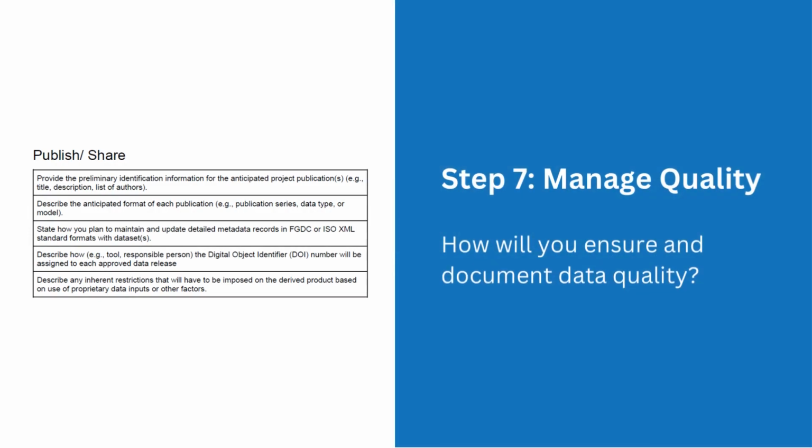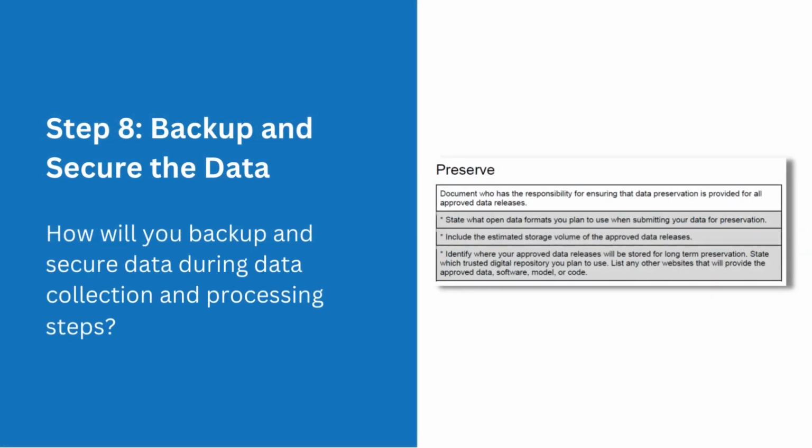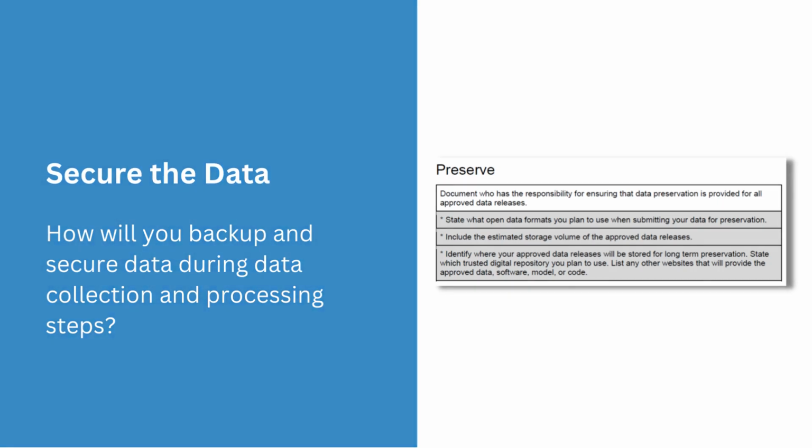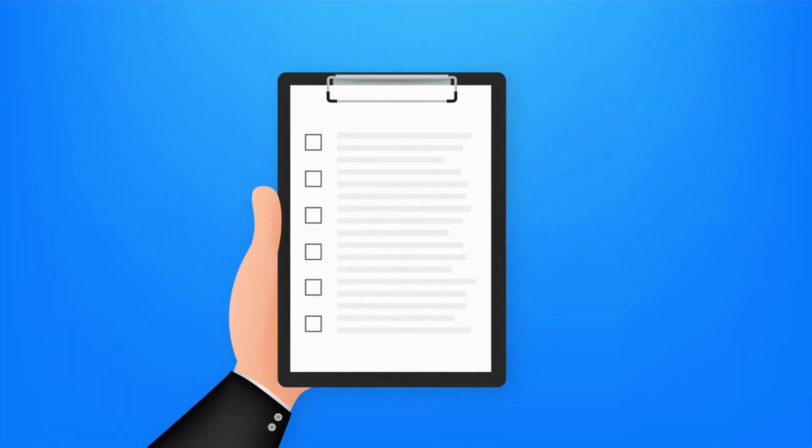Step 7. Manage quality. How will you ensure and document data quality? And Step 8. Backup and secure the data. How will you back up and secure your data during data collection and processing steps? If you are able to provide information relating to each portion of the checklist, you have most of the elements of a good data management plan.